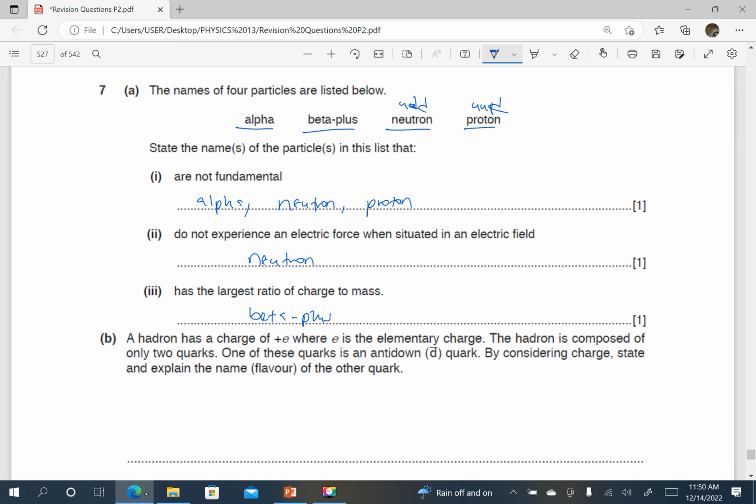Because we checked the mass to charge, the charge to mass ratios, and we saw that because the mass of beta plus is very, very small, then the charge to mass ratio is very high.